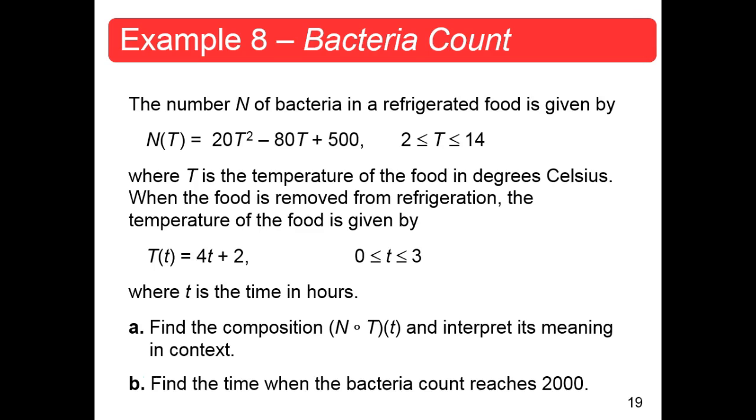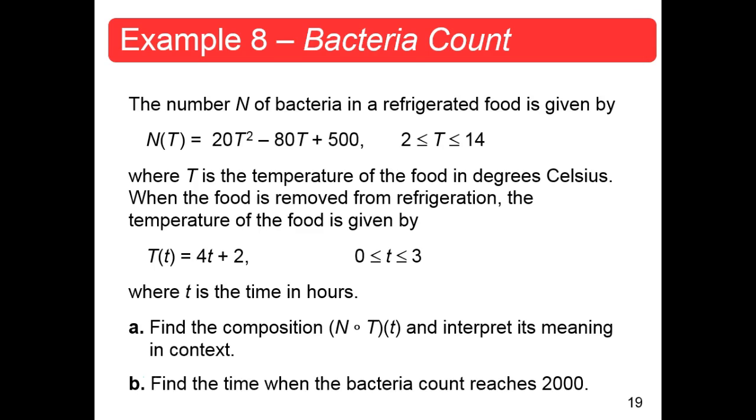Now, this isn't a fair question to ask. If that refrigerator took it down to 0, then there would still be 500 bacteria in it at 0. They only took it down to 2, so it's already starting, well, we won't go there. But anyway, there's some bacteria always there. But T is the temperature of the food in degrees Celsius as you pull it out of the fridge and it starts warming up. When the food is removed from refrigeration, the temperature of the food is given by, and this is how the temperature increases with time, as it moves from 2 to 14 degrees.